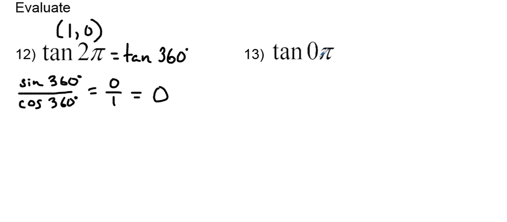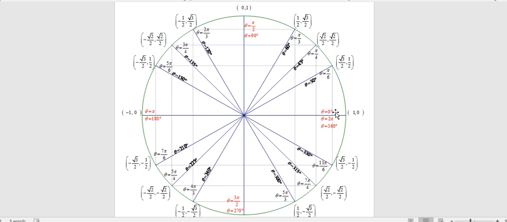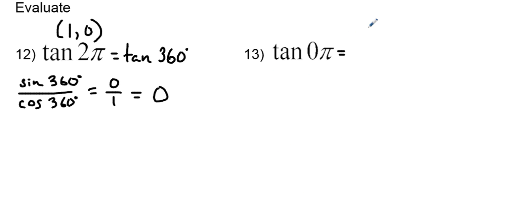Next up, the tangent of 0 pi. Now we just went through that whole spiel that 0 pi or 0, if I have 0 pi, that's the same as 0. So I'm going to have the same exact coordinates. That's going to be 1, comma 0. So the tangent of 0 pi is going to be the same as the tangent of 2 pi. I don't have to do any work there. It has to be equal to 0.